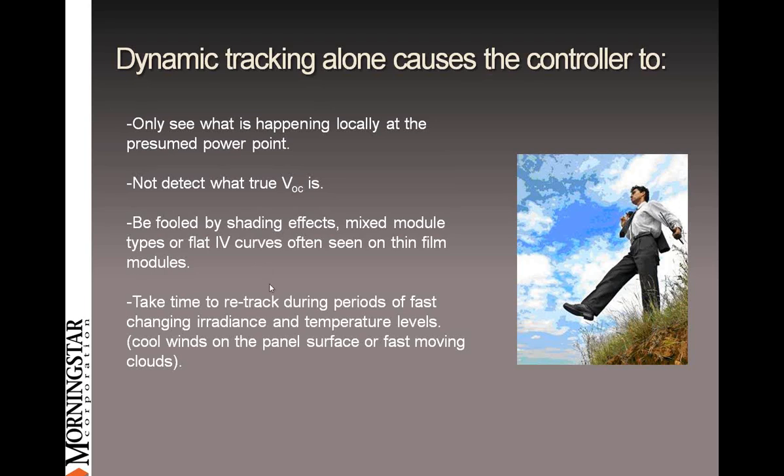Dynamic tracking can also get easily fooled by shading effects. If you have a shade on the module and you get some strange bumps, as I talked about, mixed modules, thin films have notoriously flat IV curves, making them difficult to track because the changes are so subtle that they're not always easy to see. It's kind of like, if you're standing on the floor, you don't really know if that floor is completely level just by walking across it. You're going to need a level with a bubble or a laser level or something like that. It's just too small for you to notice. That happens often with these modules.